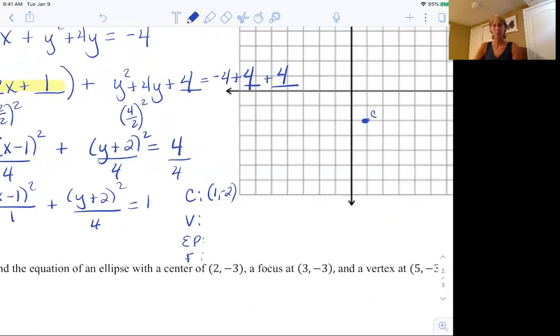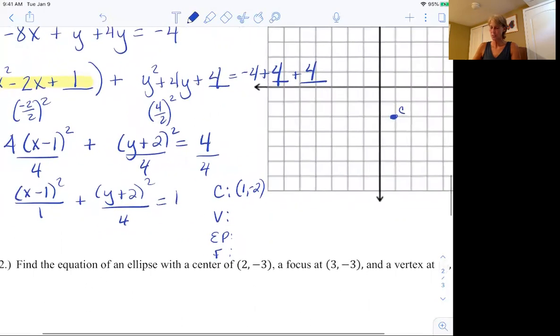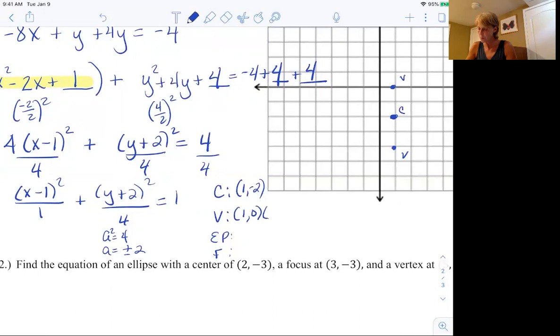That's my center. To get my vertices, my larger denominator is under my y value. So a squared is 4, and a is plus or minus 2. So I'm going to be moving in the y direction off the center. Up 2, down 2, vertex, vertex. The coordinates of the vertices: 1, negative 2 plus 2 is 0, and 1, negative 2 minus 2 is negative 4.